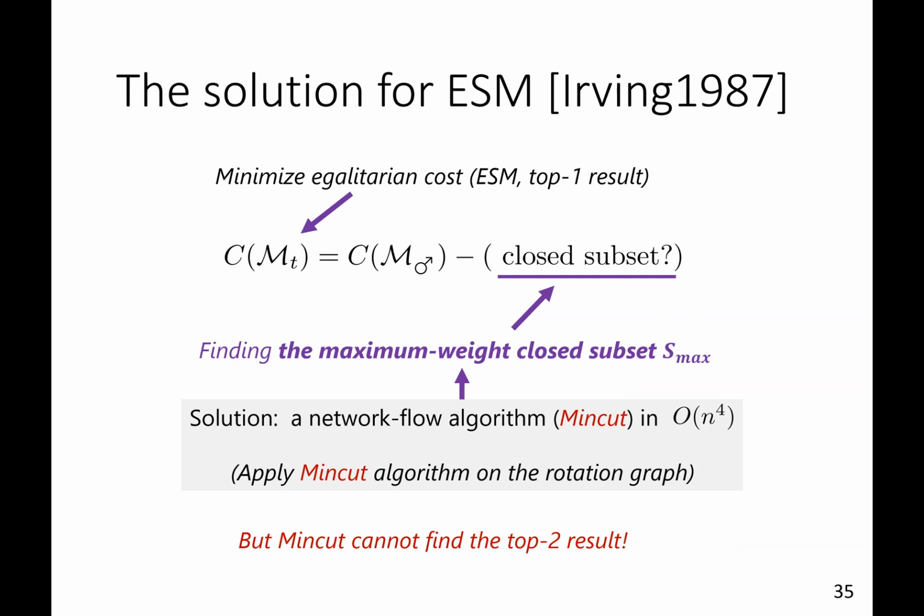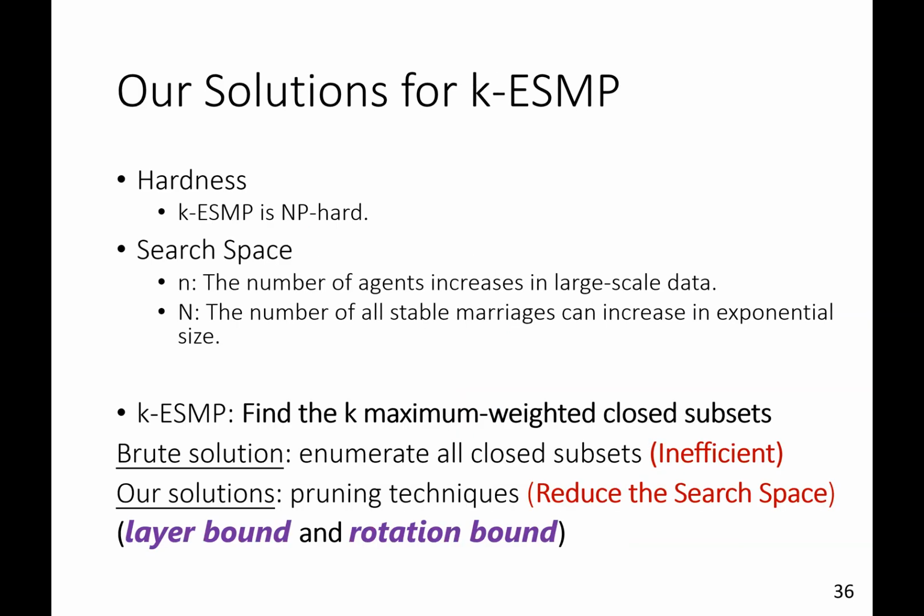To find the k-best results, the solution is to find the k-best closed subsets. The baseline solution is to enumerate all the closed subsets. This method is inefficient. Our solution is to use pruning techniques to reduce the search space. We study the layer bound and the rotation bound to prune the unpromising closed subsets.